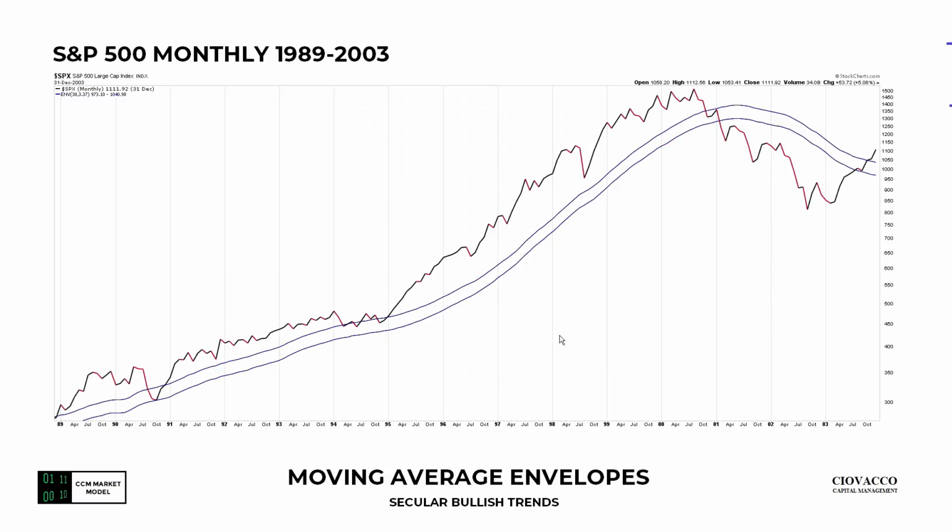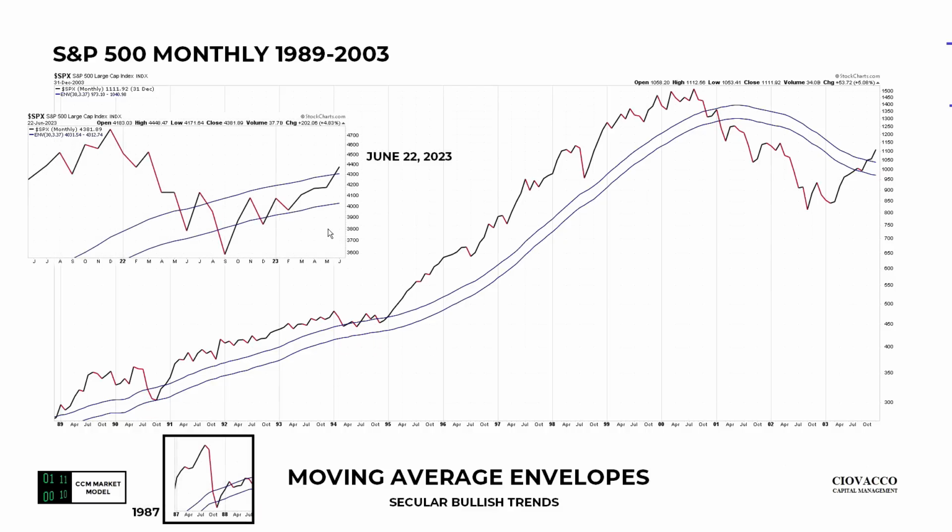So how does the same chart look today? Do we look like this, or do we look more like this or this? General concept is the most favorable look is when price is above the moving average envelope and the slopes of the upper and lower bands of the envelope are rising. That's what we have on June 22nd, 2023. This chart here is identical to this chart here, just different time frames.